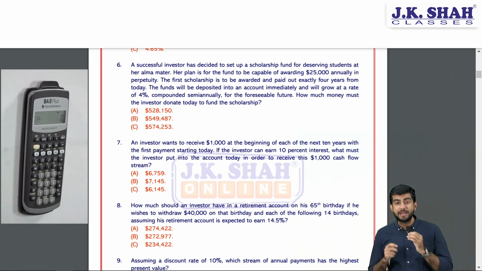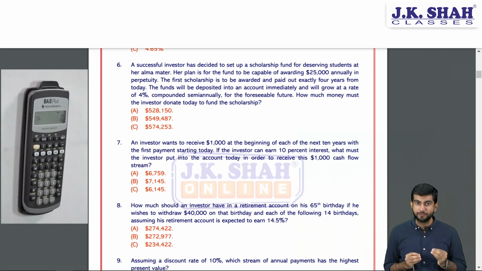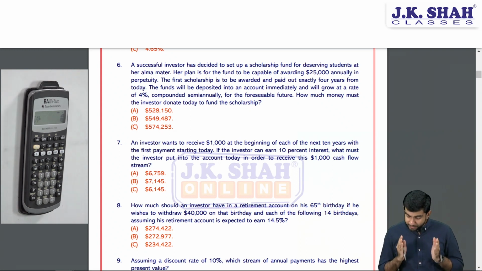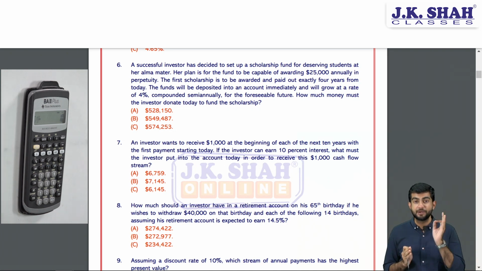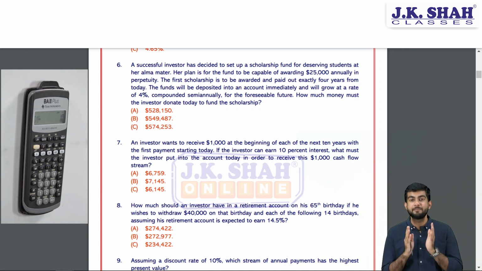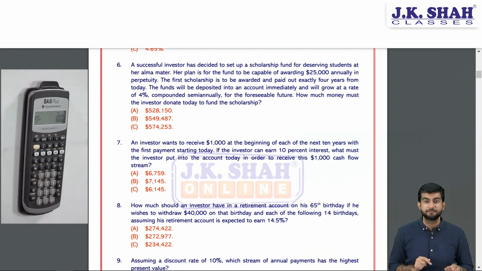What amount am I investing today? That is the present value. That is what I need to find out. I want to receive $1,000 at the beginning of each of the next 10 years. Now this $1,000 is a recurring payment which will go in the PMT function. So I have to input 1000 and then I have to press the PMT button.